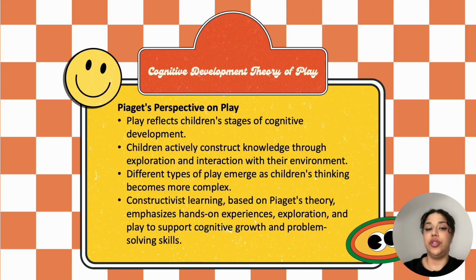Children actively construct knowledge through exploration and interaction with the environment. So children are able to learn through interacting with their environment. We get a lot of examples of babies in infancy. We've noticed they grab a lot of things and put a lot of things in their mouth. That's how they're exploring the world, orally, in that stage. Different types of play emerge as children's thinking becomes more complex. So we'll see that pretend play will become more intricate and have more details.